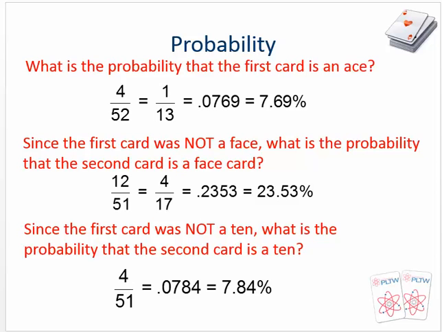The other option then is if the first card was not a 10 because it was a face card or a 10. So now there's only 4 10s. So there's 4. There's still only 51 cards. So what we're dealing with here, this part right here, is the second part of our statement. And there is a 7.84% chance that the second card was a 10.